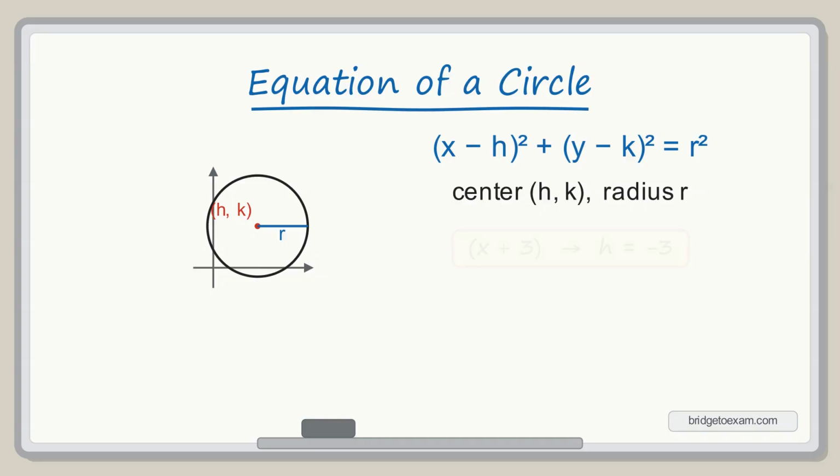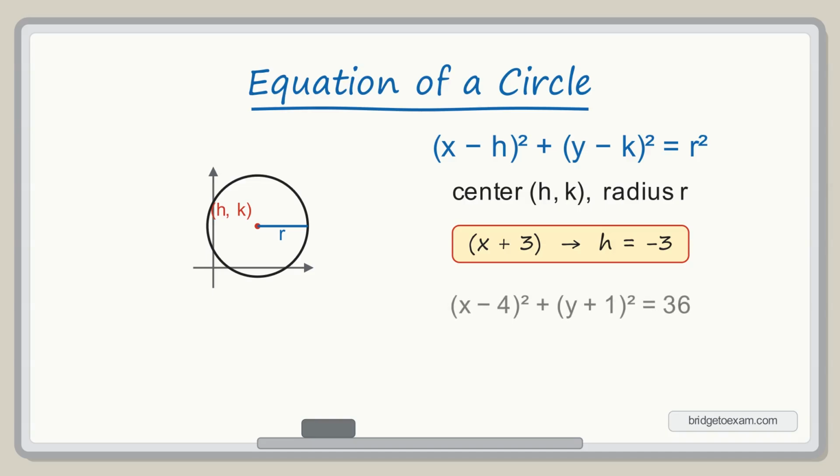But watch the signs. A plus 3 inside means h is -3, because plus 3 is the same as minus -3. So for (x minus 4) squared plus (y plus 1) squared equals 36, the center is (4, -1), and the radius is the square root of 36.